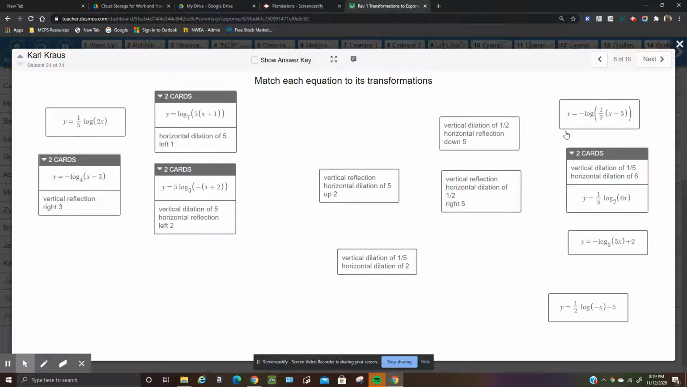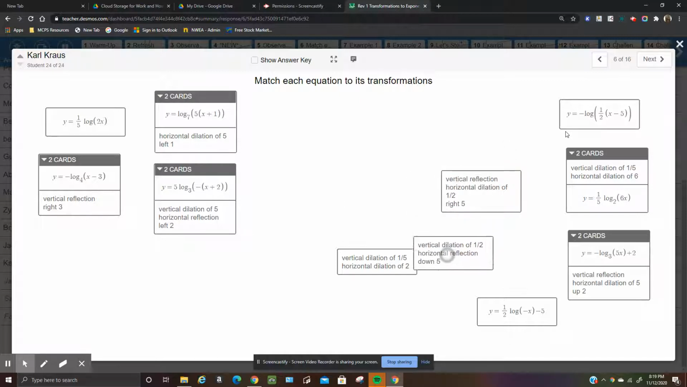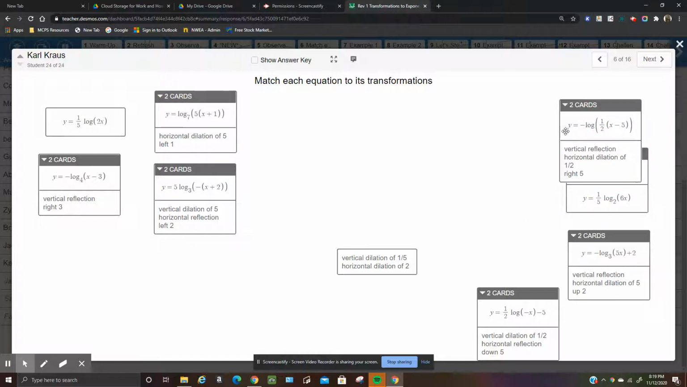Vertical reflection, so negative, horizontal dilation of 5 and up 2. What goes here? So vertical dilation of 1/2, horizontal reflected, and down 5. It's this one. Vertical reflection, horizontal dilation of 1/2, and right 5 goes here.